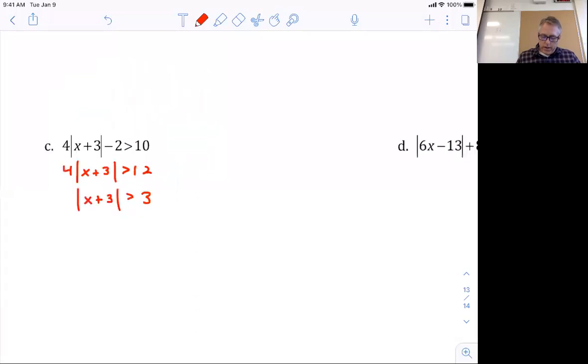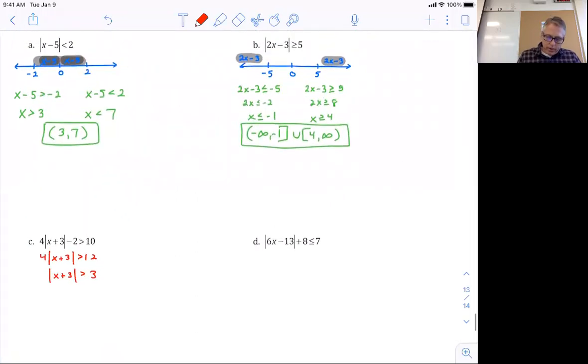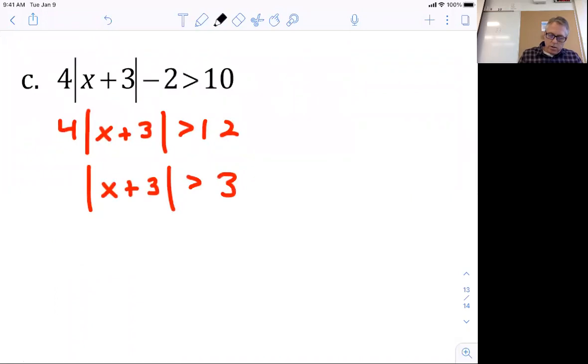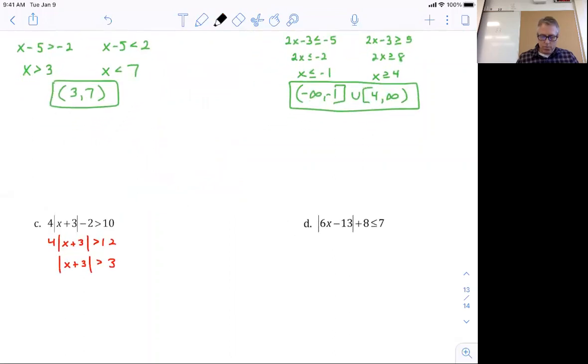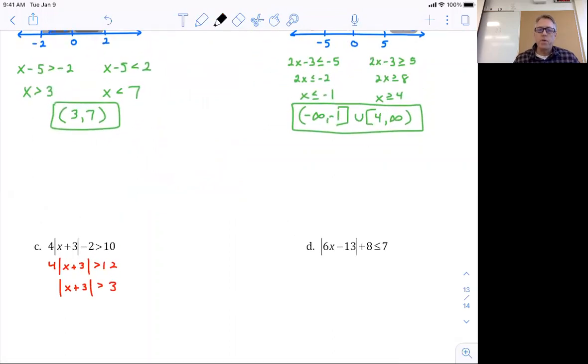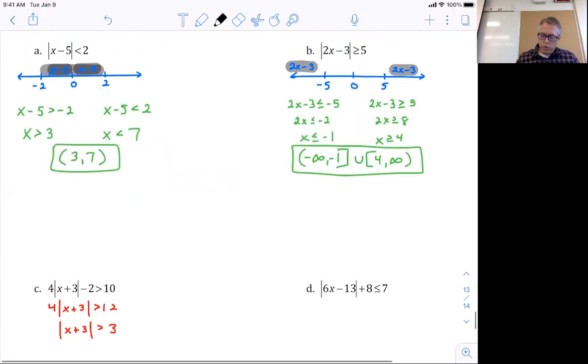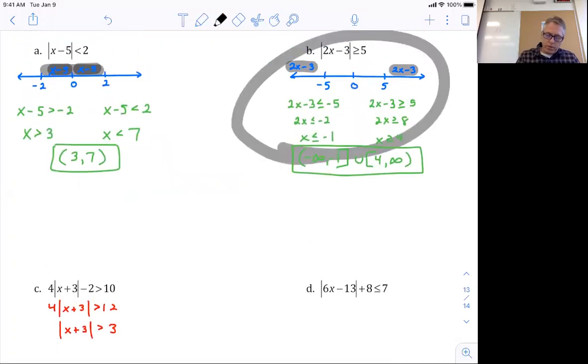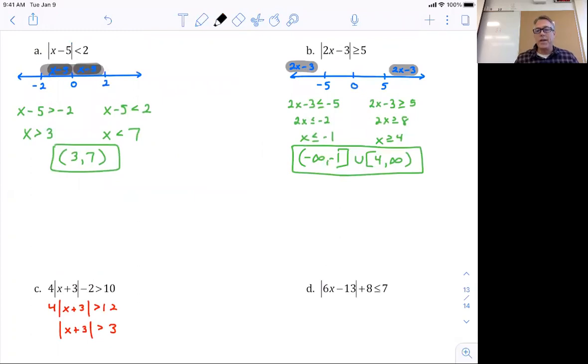So looking at this, it's real similar. We want distances. We want this stuff to be more than 3 units from 0. So when it's more than or greater than, that means you're going to have 2 regions, much like this situation up here, which makes it an or statement, as opposed to a less than symbol, which means you're only going to have 1 region, making it an and statement.